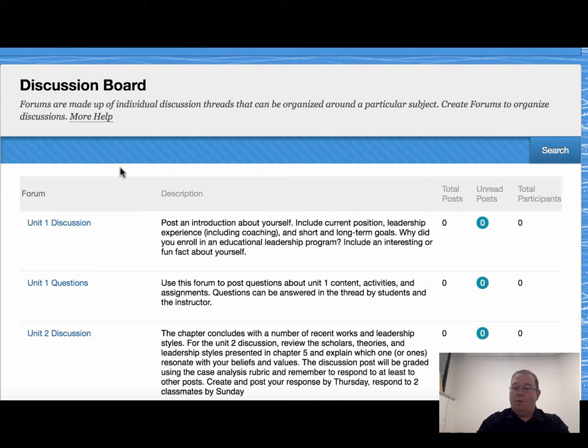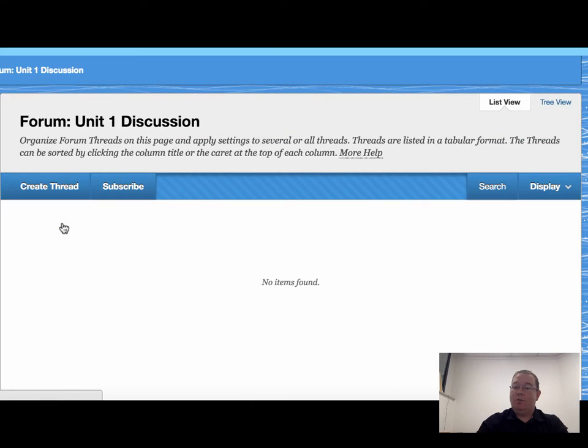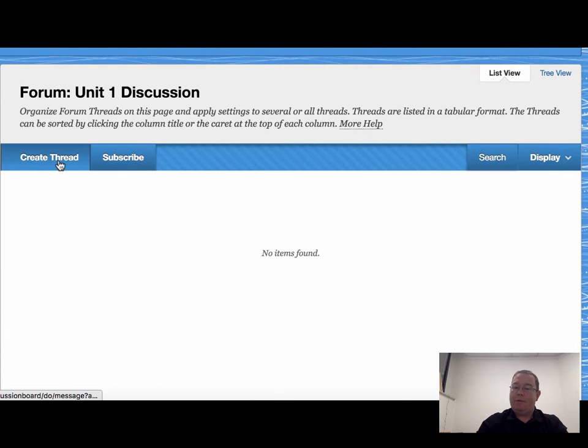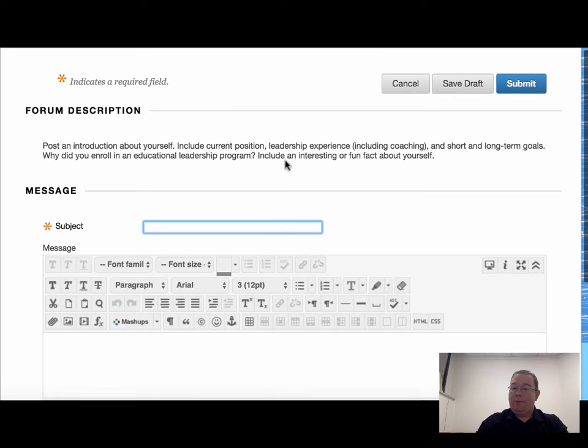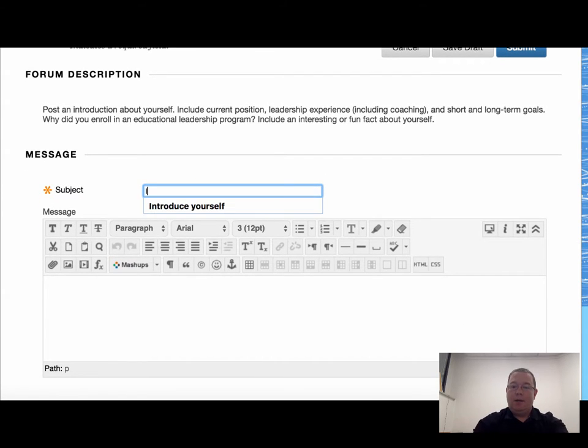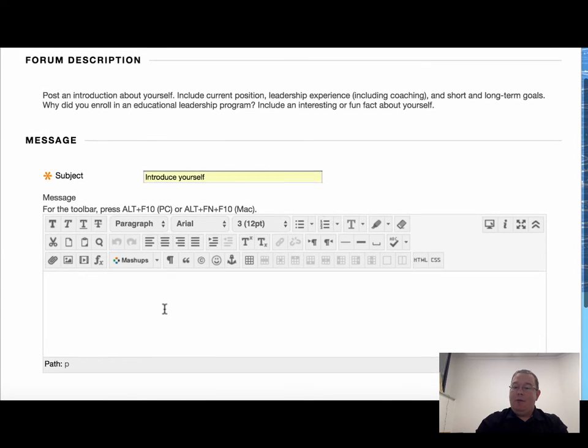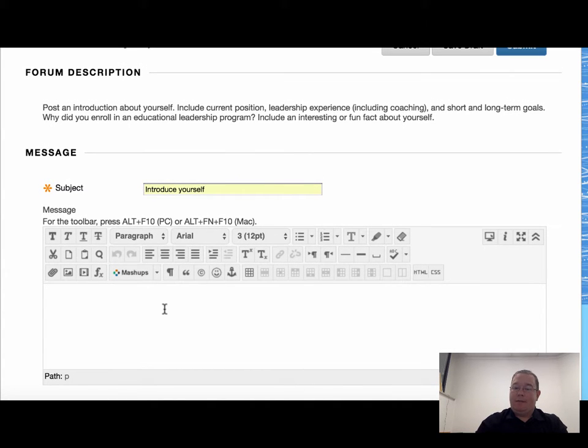We're going to look at Unit 1 discussion, and this is the first type of discussion often a faculty member will post in a class, and it's an introduction about yourself. And in this discussion, it asks you to include some information about your current position, leadership experience, etc. So as a student, I would click on Unit 1 discussion, and I would create a thread. And it gives me the description of what I'm posting about, and in the subject, I'm going to type introduce yourself. In the message, I would write some information about myself.